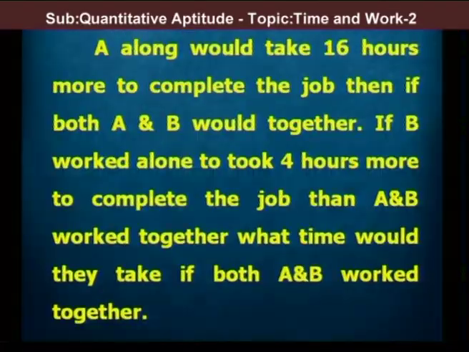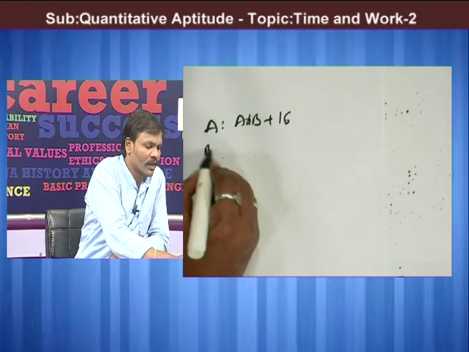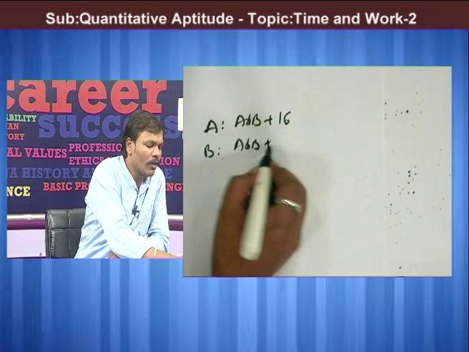Next, move on to the next question. A alone would take 16 hours more to complete the job than if A and B worked together. If B worked alone, it would take 4 hours more to complete the job than A and B worked together. What time would they take if both A and B worked together? Clear. We already discussed this, but the question is repeated, so again I am explaining. A alone takes 16 hours more than A and B together, B alone takes 4 hours more than A and B together.